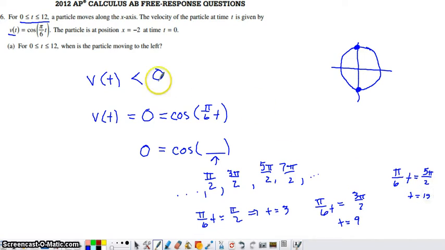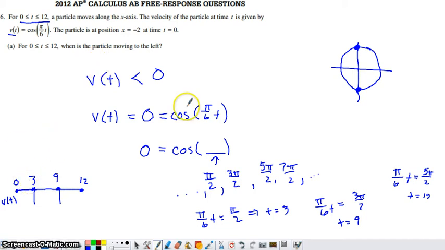So the only two times between 0 and 12 when the velocity function has a value of 0 are at 3 and at 9. If we're trying to build a sign chart for this velocity function that holds for the values from 0 to 12 for t, we know the only time that the sign of velocity can change is when it first crosses 0. That only happens at 3 and at 9. So if we look for the sign of v of t on this interval, on this interval, and on this interval, we're going to be able to answer our question pretty quickly.